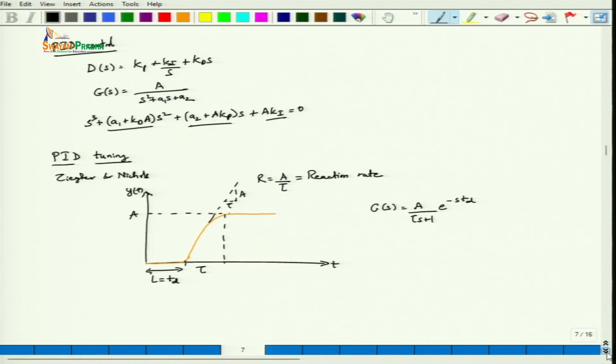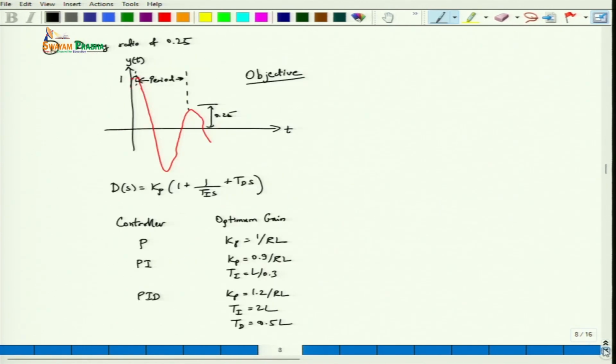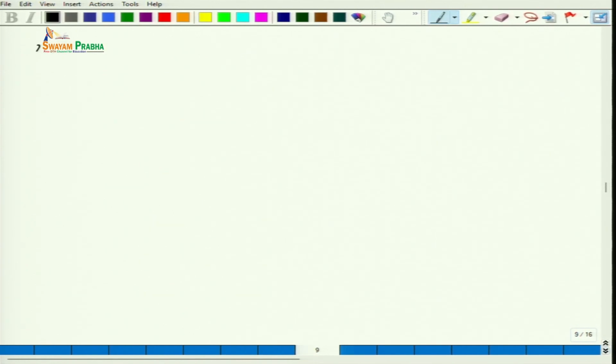The other method proposed by Ziegler and Nichols is basically called the ultimate sensitivity method.